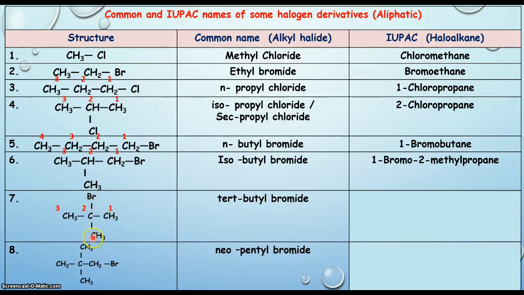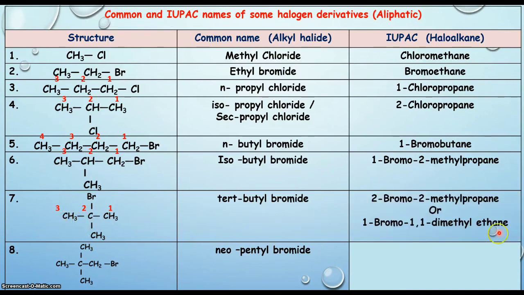Now in this example there are 3 carbon atoms in a straight chain. As bromine and methyl group are bonded to the second carbon atom, the IUPAC name of this structure will start with 2-bromo, 2-methyl, and the straight chain contains 3 carbon atoms, that's why propane. So 2-bromo-2-methyl propane. There is another way to name this structure. As bromine is bonded to this carbon atom, we have to consider this carbon atom as carbon number 1, and any one of these 3 will be taken as carbon number 2.